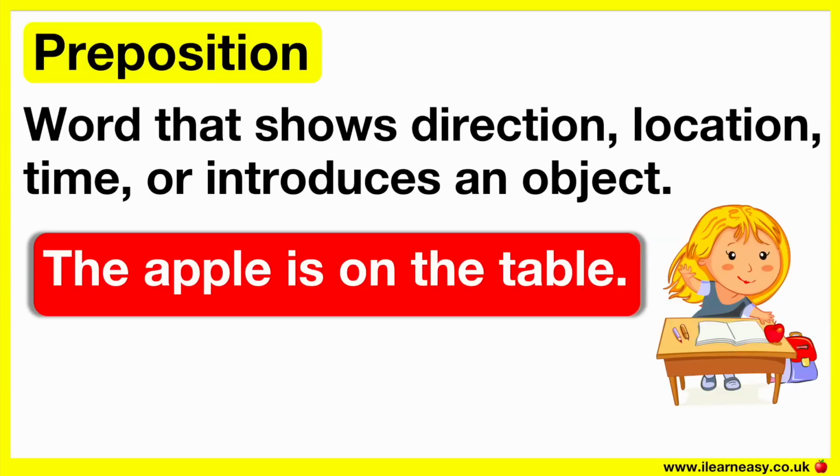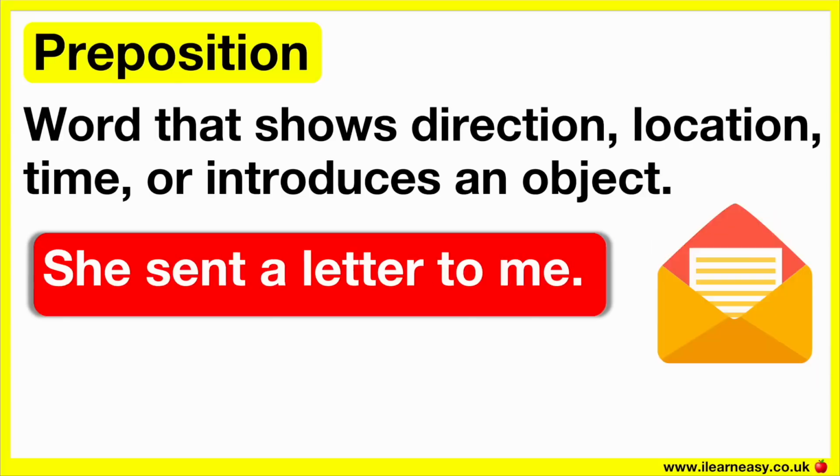The apple is on the table. The preposition in this sentence is on. It shows the location. She sent a letter to me. The preposition in this sentence is to because it shows direction.